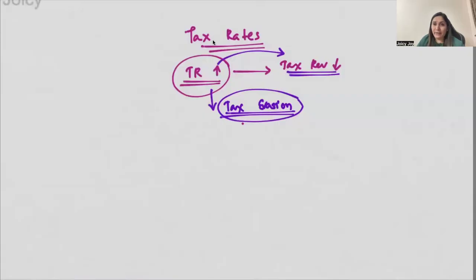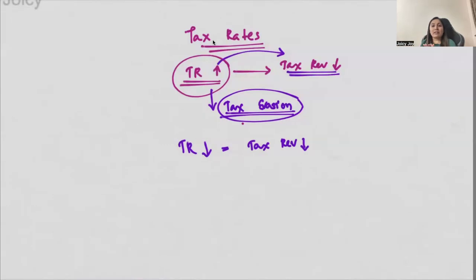Again, what is the other side of it? When the tax rates are kept very low, what will happen? Again, the tax revenue would be less because the rates are very low. And the government cannot increase the tax rates above a particular threshold because it will further lead to a reduction in the tax revenue. Why? This will lead to tax evasion.